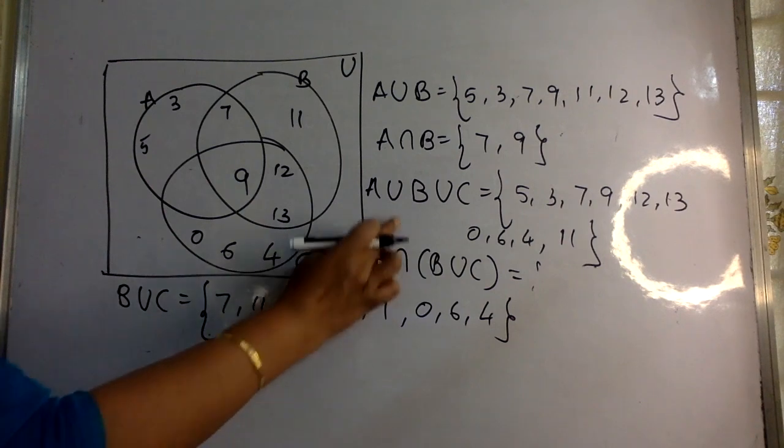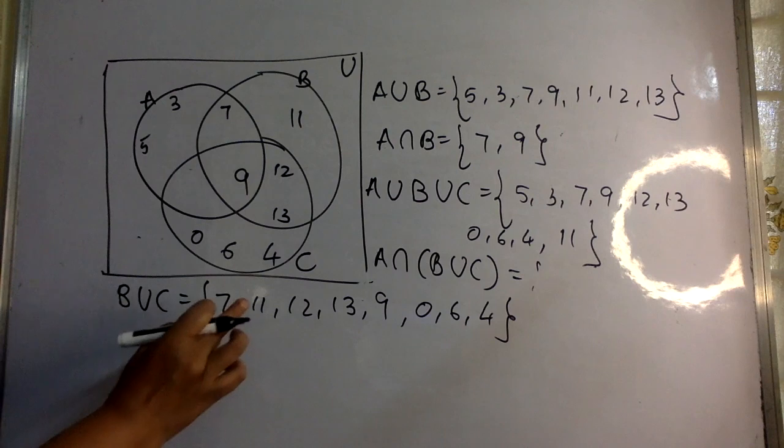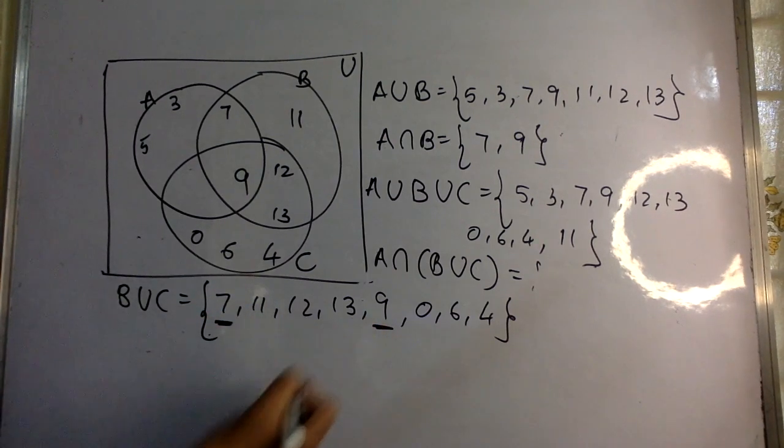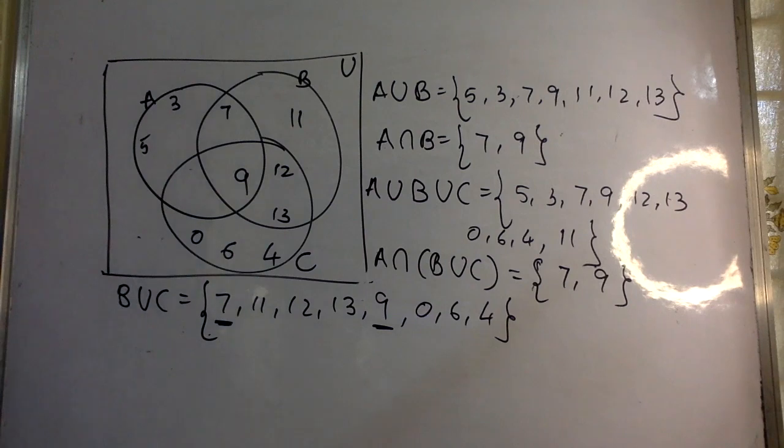Now this one with A intersection, which is common with A. With A, B union C has this one common and this one common. Okay, I don't think anything else is common with A. So here 7, 9.